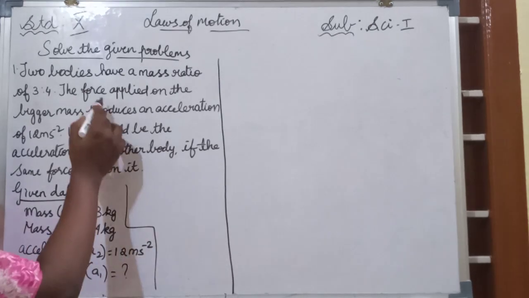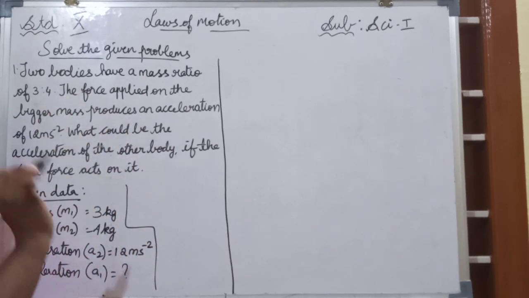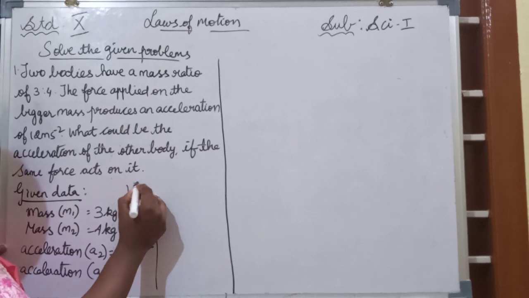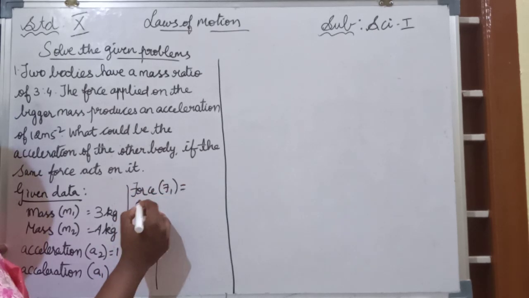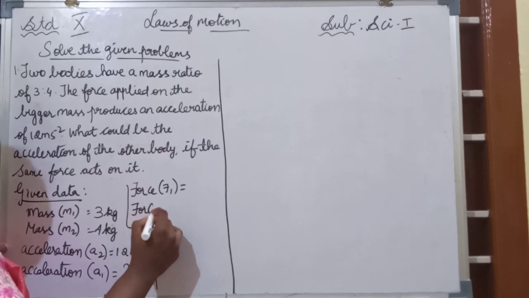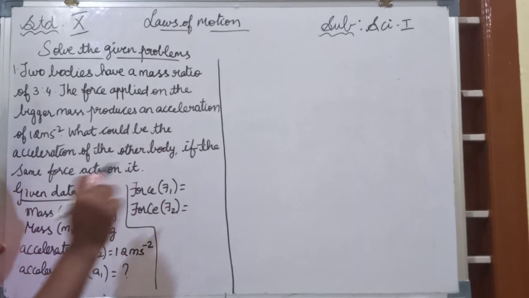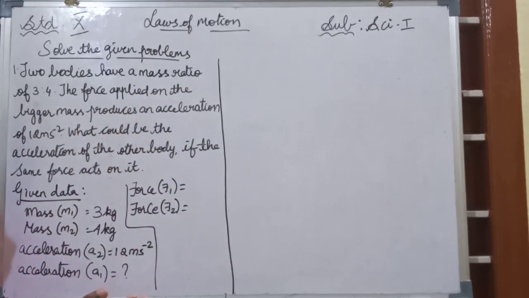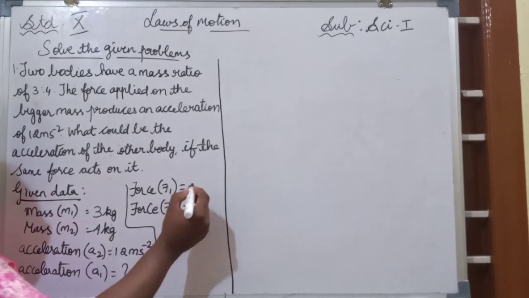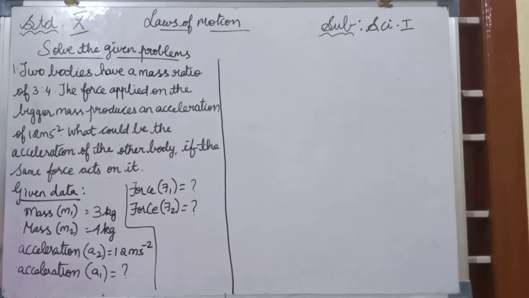And here they are also talking about force, right? You all notice that. Okay, so we have the force F1, force F2. Since we have two objects here, that's why there are F1 and F2. Have they given a value for force anywhere in the question? No, not at all. So that's why now I'm going to put a question mark.